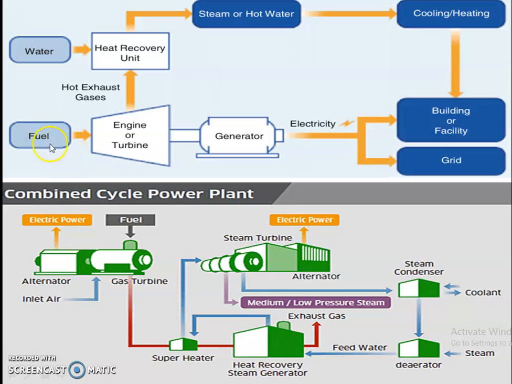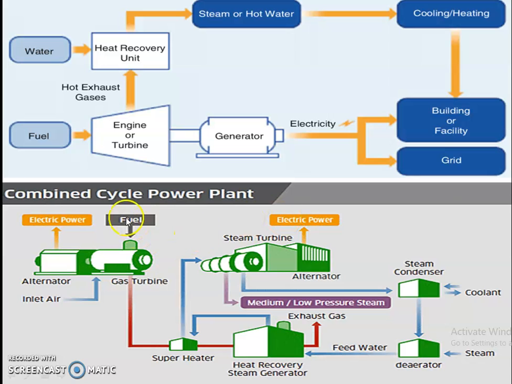In the topping cycle, fuel is used to rotate the engine or turbine. After that, the hot flue gases go to the heat recovery unit. With the help of that, water is used again to produce steam or hot water. It is used for useful applications such as cooling, drying, or heating processes for buildings or other facilities. Also, the fuel rotates the turbine or engine to produce electricity used for the building and other applications, and the excess goes to the grid.